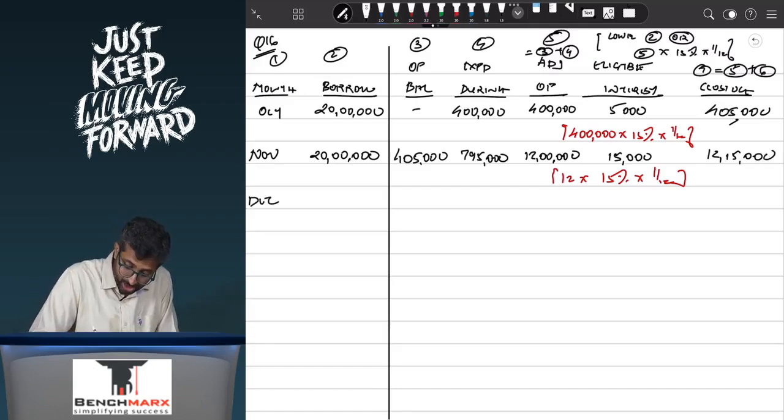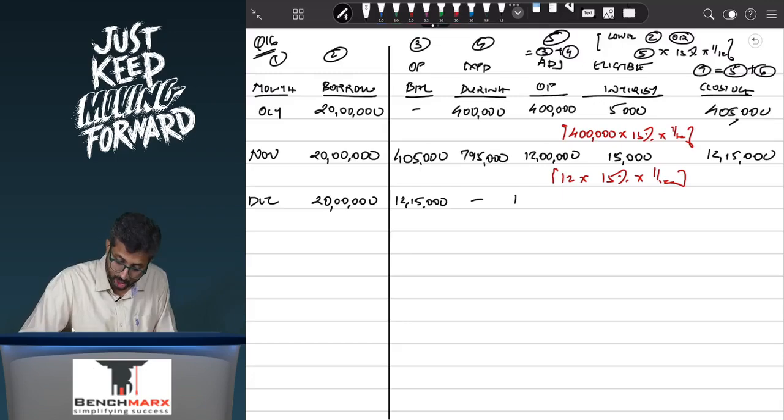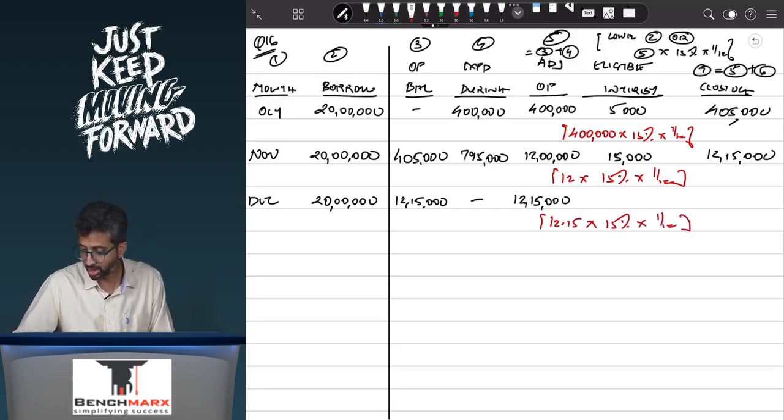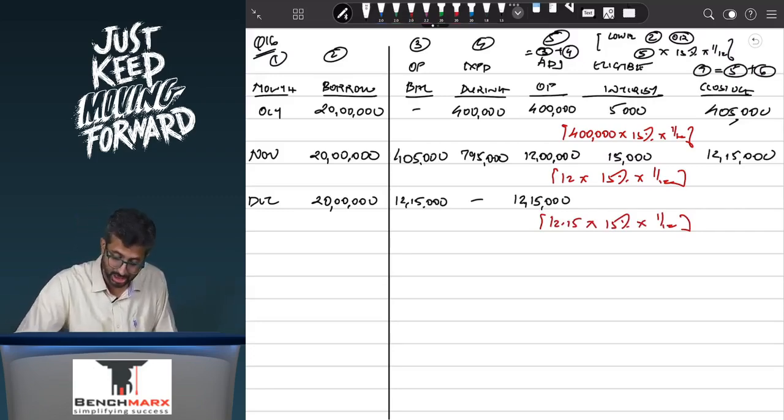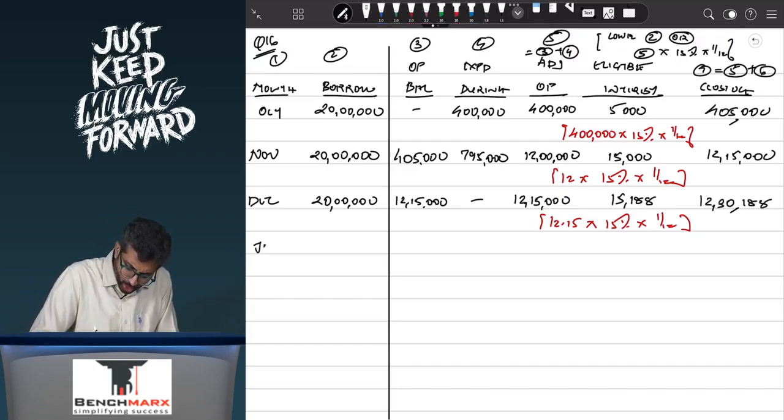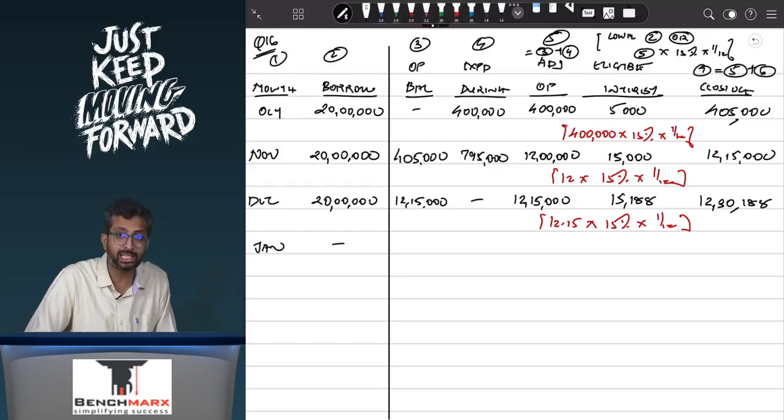Now December mein actually your borrowings is still 20 lakhs. Opening balance was 12 lakh 15,000. No expenditure is incurred as given in the question, and hence your adjusted opening is also 12 lakh 15,000. Now I would say that I still have to pay interest on 20 lakhs, out of which 12 lakh 15,000 is attributable to a qualifying asset, and hence I would say that over here into 15% divided by 12 will possibly come to 15,188. 15,188, and hence your closing comes to 12 lakh 30,188.